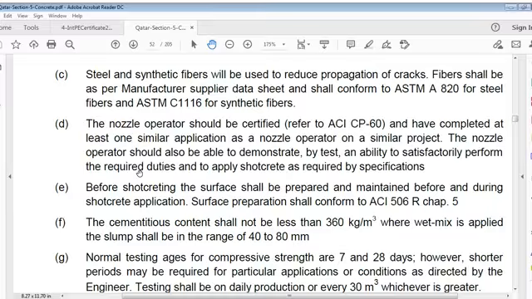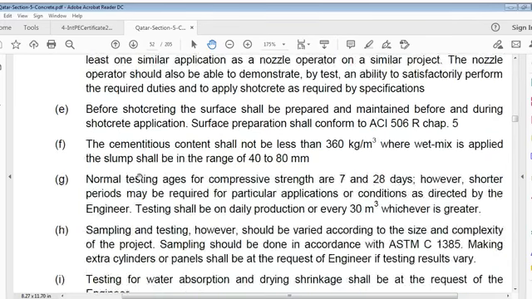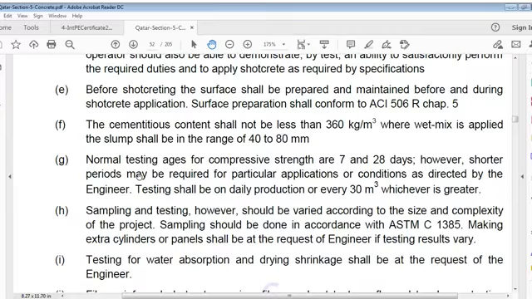Nozzle operator should also be able to demonstrate by test an ability to satisfactorily perform required duties and to apply shotcrete as required by specifications. Before shotcreting, surface shall be prepared and maintained before and during shotcrete application. Surface preparation shall conform to ACI 506R Chapter 5.